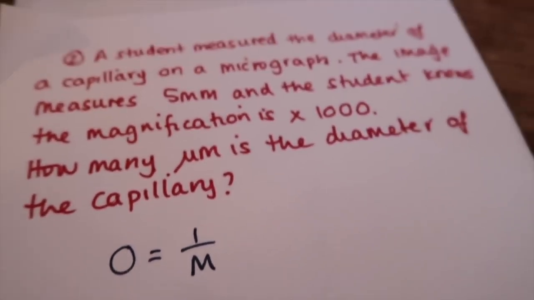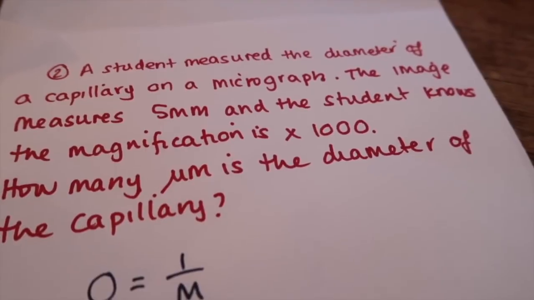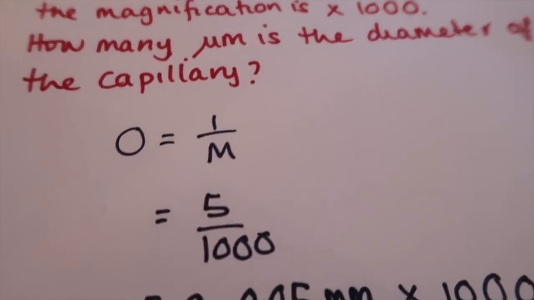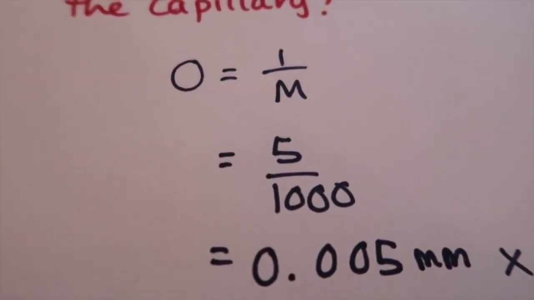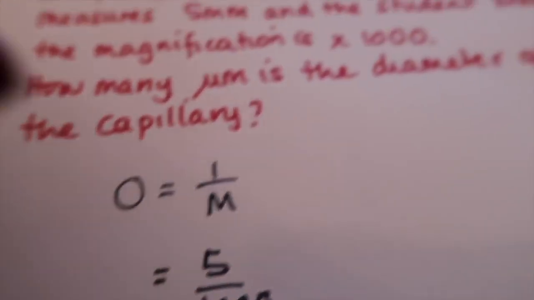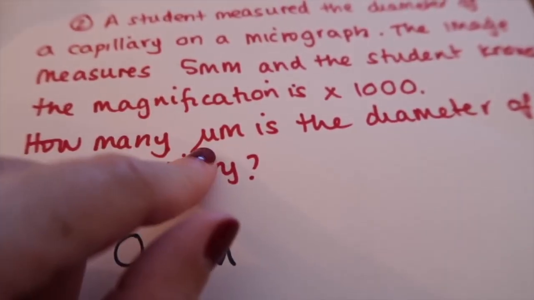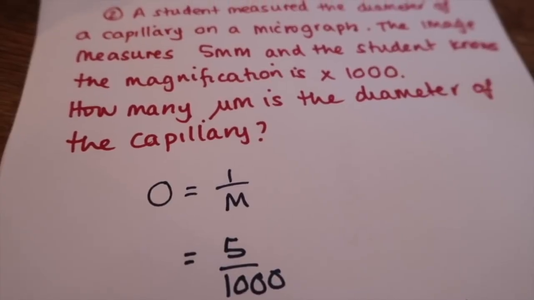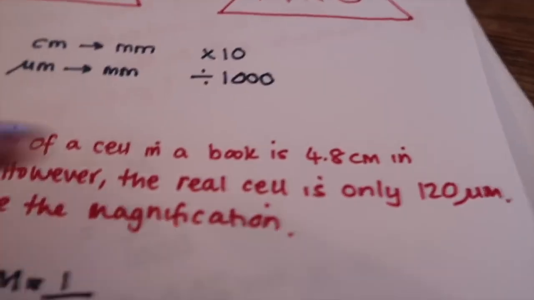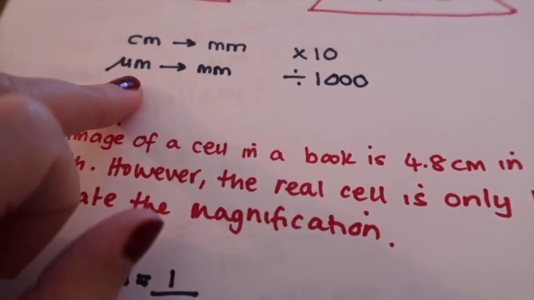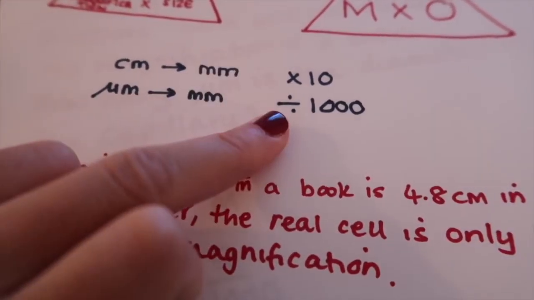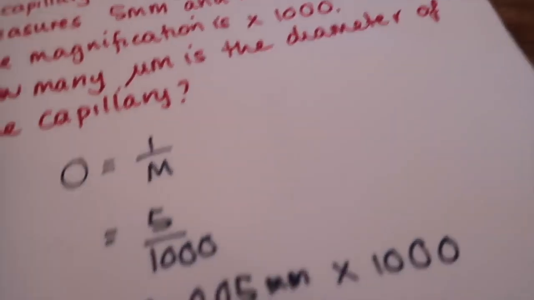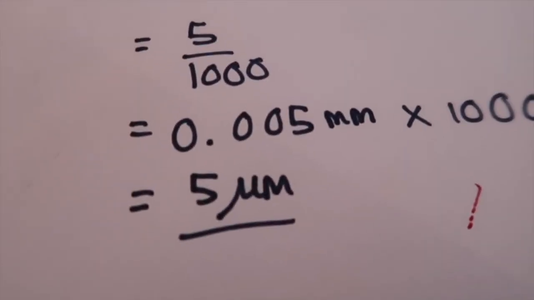And then we're just going to pop those numbers in as they are. So we're going to do 5 divided by 1000, which gives us a value of 0.005 millimeters. However, it wants the answer in micrometers, so therefore we need to do the opposite of my conversion. So we're going from millimeters to micrometers this time. So obviously we need to do the opposite of this, which is times by 1000. So that brings the answer to 5 micrometers.